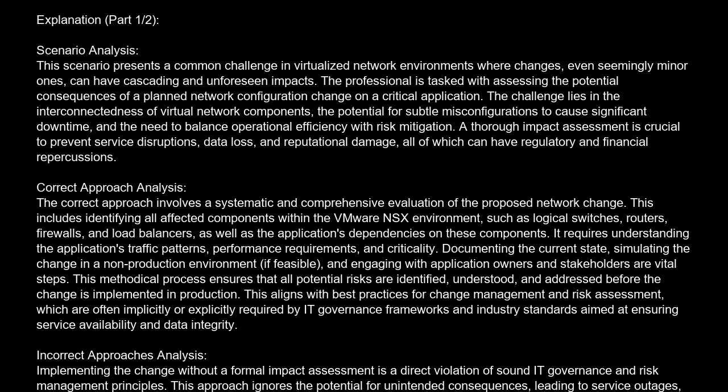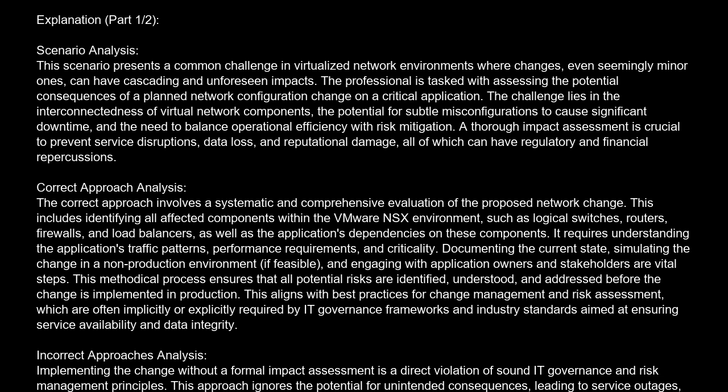It requires understanding the application's traffic patterns, performance requirements, and criticality. Documenting the current state, simulating the change in a non-production environment, if feasible, and engaging with application owners and stakeholders are vital steps. This methodical process ensures that all potential risks are identified, understood, and addressed before the change is implemented in production. This aligns with best practices for change management and risk assessment, which are often implicitly or explicitly required by IT governance frameworks and industry standards aimed at ensuring service availability and data integrity.